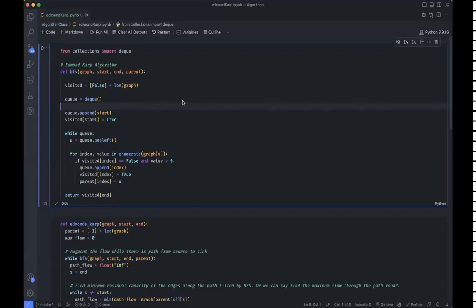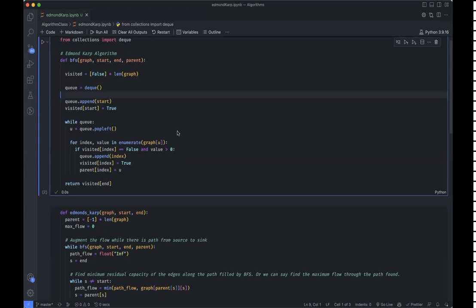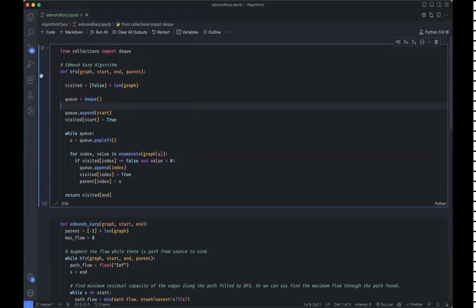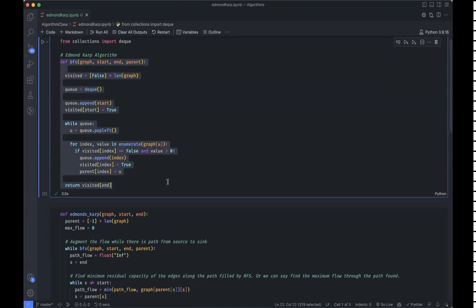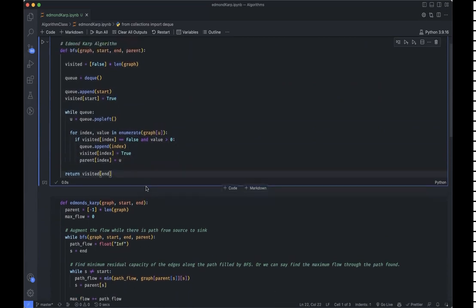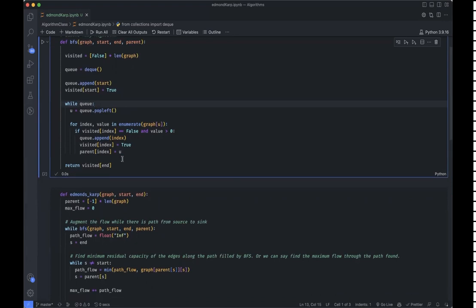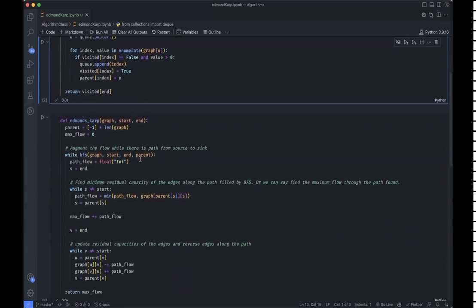Now that we have seen the working example of the Edmonds-Karp algorithm, let's take a look at the source code implementation. The first section here is the general breadth first search implementation, which is the basic implementation of breadth first search, where we add each vertex into the queue, and depending on the queue, we iterate and try to find the shortest path.